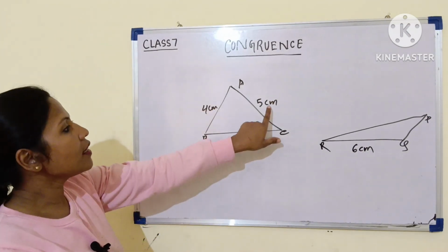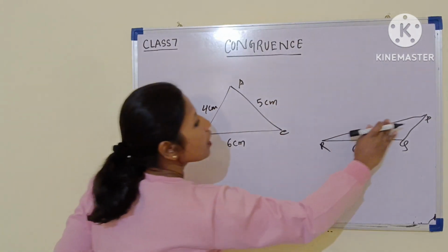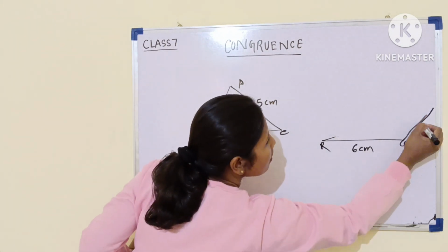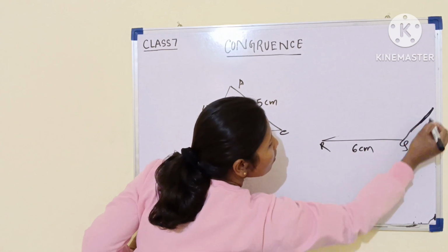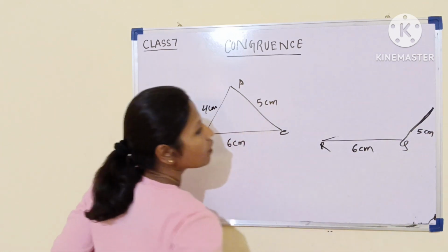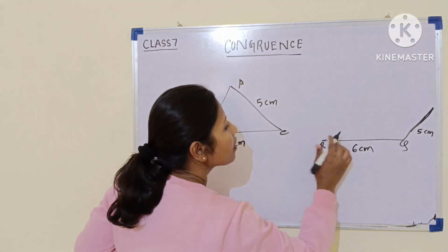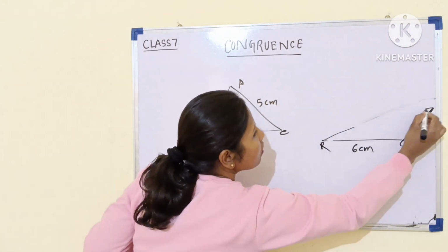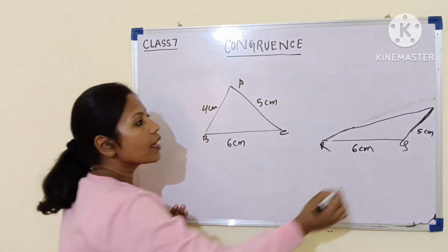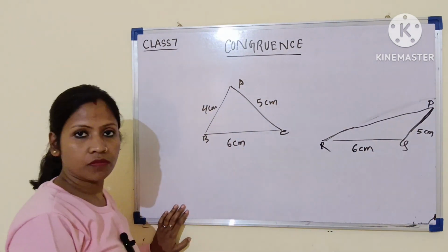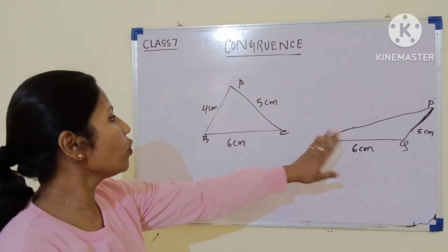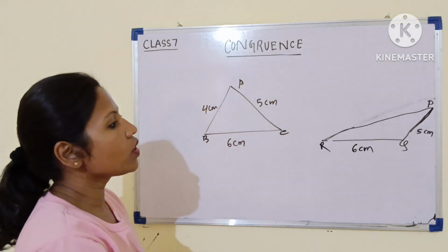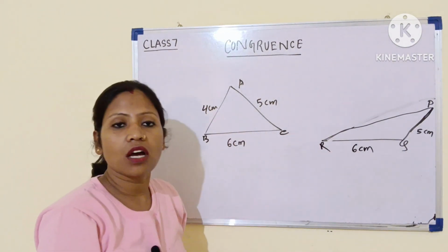Then if I give you the other side also, I will tell you that this other side is 5 centimeter. So suppose I extend this to 5 centimeter and mark this 5 centimeter here. Now if I join this, again this triangle is not the same. By looking at this, you can say, or you can cover one over the other and visualize, that these two triangles are not the same.